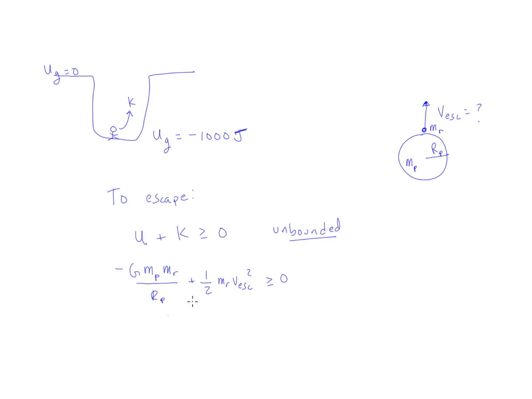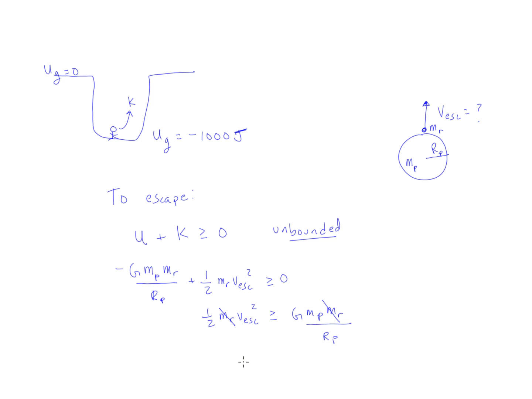and that has to be greater than or equal to 0. So now if I just add this potential energy term to both sides, I get 1/2 mass of the rocket times velocity of the escape speed squared has to be greater than or equal to big G times the mass of the planet times the mass of the rocket divided by the radius of the planet. And you'll see here that the mass of the rocket is on both sides, so we can cancel that out, which means the escape velocity is independent of the mass of the thing that is escaping. So whether this thing is very massive or really light, it doesn't matter because that mass cancels out.